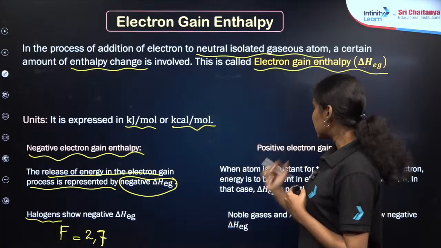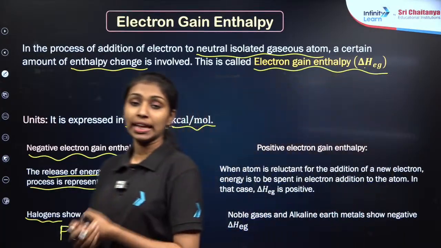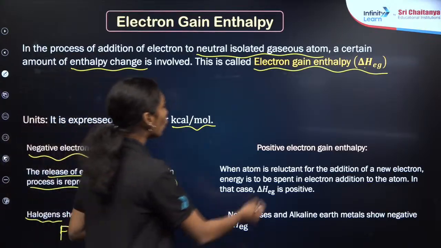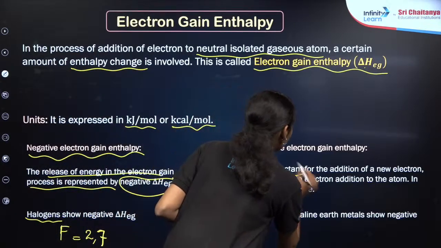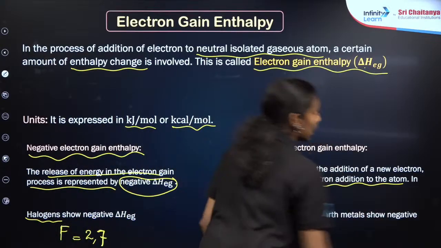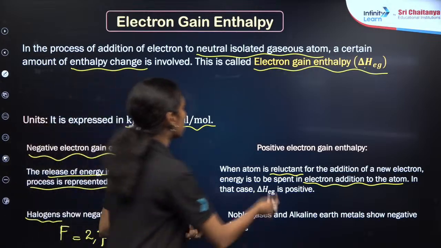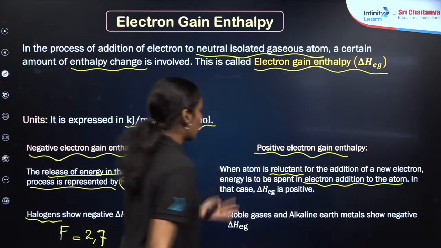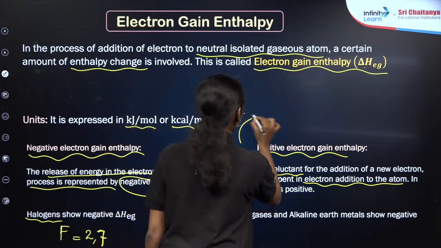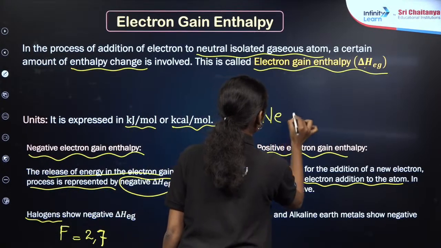Now let me talk about the positive electron gain enthalpy. If some elements are unwilling or reluctant to add an electron, then more energy has to be given, which means energy is absorbed. That type of energy is known as the positive electron gain enthalpy. For example, in the case of noble gases, I will write here, if I am taking neon, right?